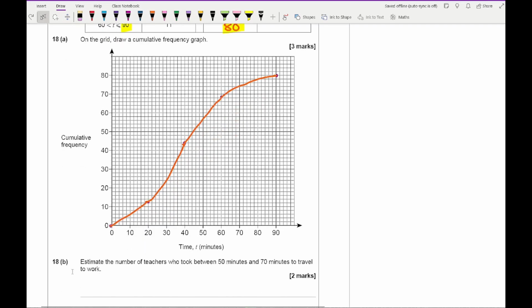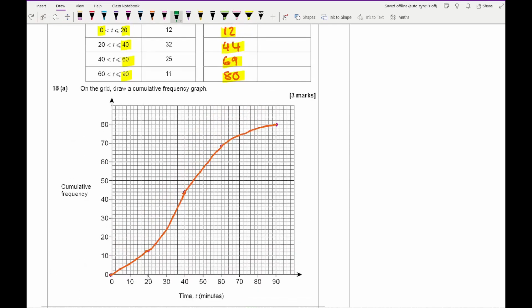Then for B, what it's asking for is estimate the number of teachers who took 50 to 70 minutes to travel to work. So for B, what you need to do is to first of all work out less than 70. So you're drawing a horizontal line at 70 until it hits your curve, and you're reading whatever value that is. So I make it out to be whatever number this is. So if I just label that as A, then you want to do the same for less than 50. So you're drawing a horizontal line at 50, and again making sure you are marking this on your graph.